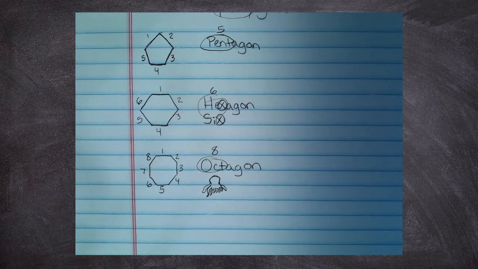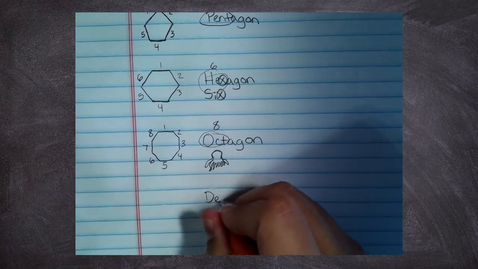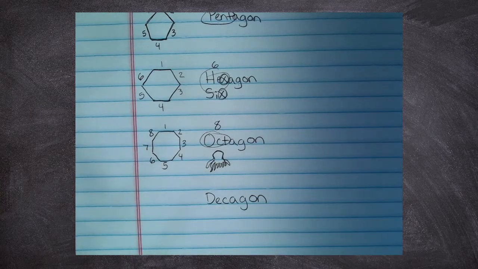Now again, I'm going to skip over the ones we don't see very often. So the next one I'm going to talk about that's a little more common is a decagon. A decagon has 10 sides. I got to be very careful when I draw this one. It has to have 10 sides to it.